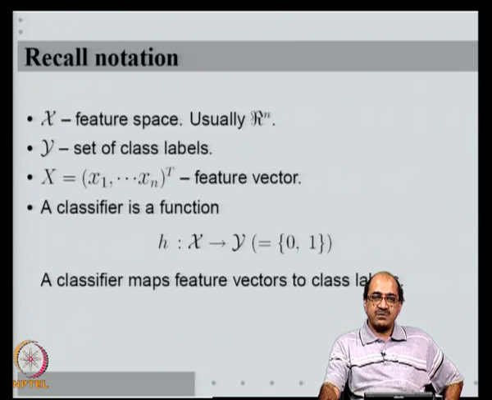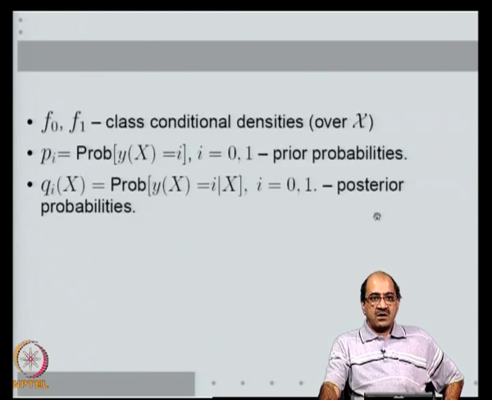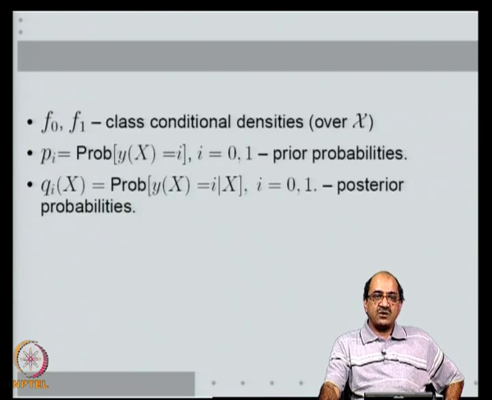For this class, our class labels are only 2, it is a binary classification problem, so class labels can be either 0 or 1. We also introduced the idea of class conditional densities and so on. To recall, f0 and f1 are the class conditional densities for class 0 and class 1. Both are densities over the feature space. Pi is the prior probability, the probability that y of x is equal to i. As I mentioned last time, y of x denotes the random variable denoting the class of the feature vector x. Similarly, the q i's are the posterior probabilities, the probability that y of x is i conditioned on x. For a given x, what is the probability that the class is i, those are the posterior probabilities.